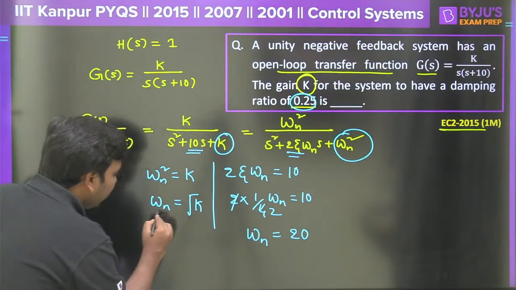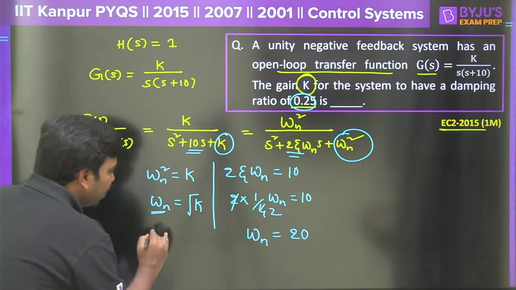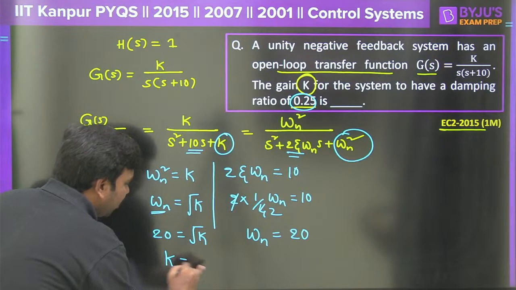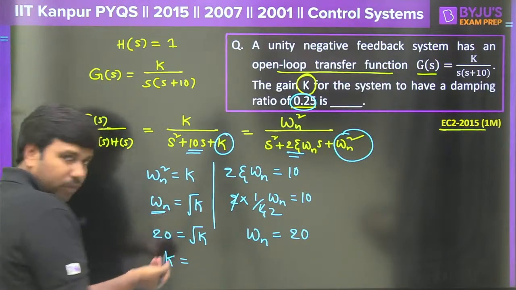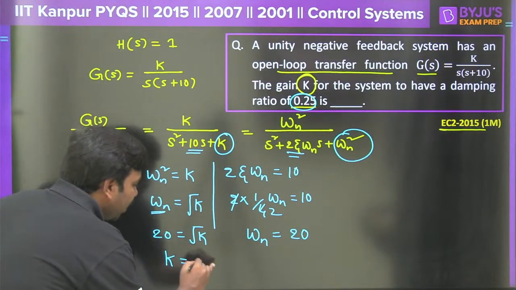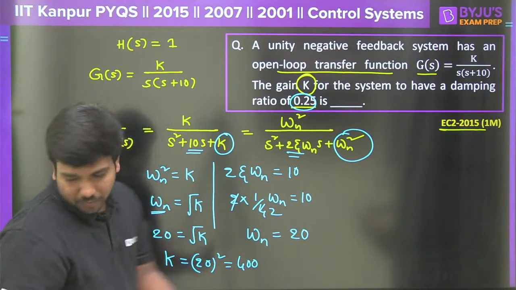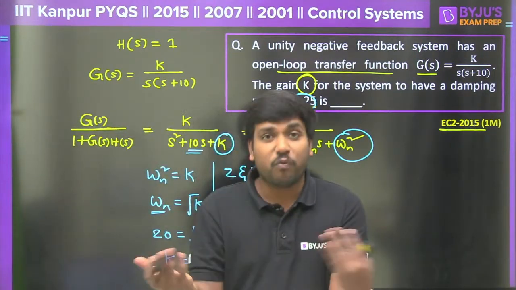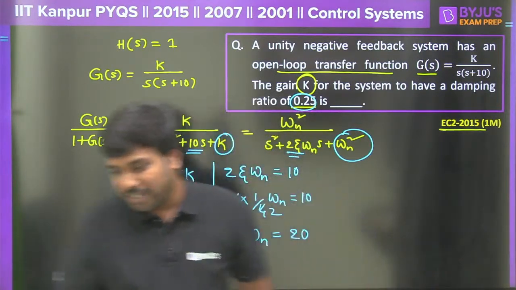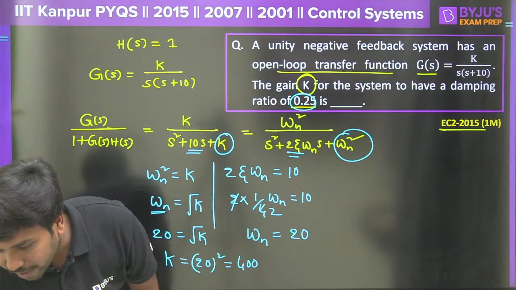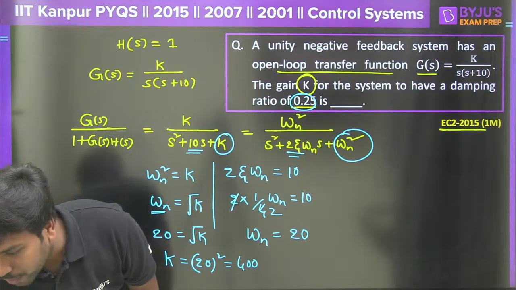But as you have seen, omega n is equal to under root of k. So therefore I can say 20 is equal to root k, and k would be equal to how much? Squaring on both sides, it becomes 20 square, which is equal to 400. I hope many of the students have solved. Even compared to me, they are very fast. So what would be the correct answer? The correct answer is 400, and I really appreciate the students who have done it.